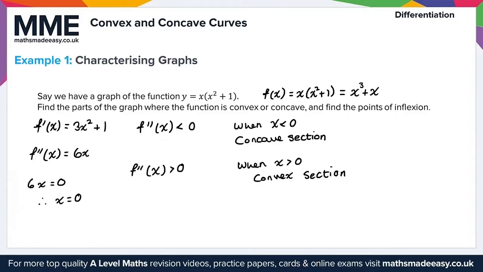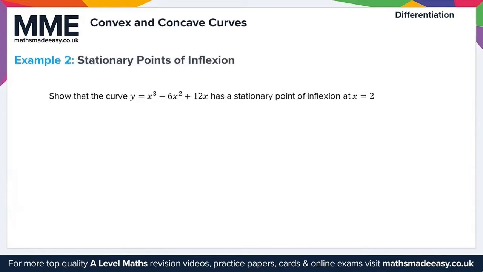So the function is concave for x being less than 0. It has a point of inflection at the origin, x equals 0, and is convex for x being greater than 0. So that gives us everything we need for example 1 and gives us the solution to our example. Example 2 here on convex and concave curves is taking a look at stationary points of inflection.